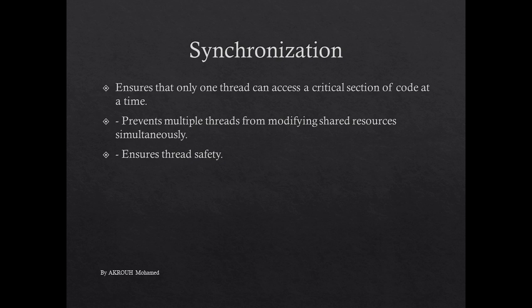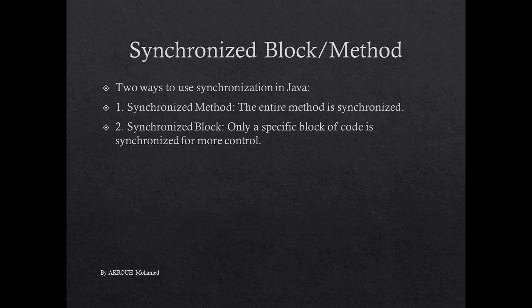Synchronization is the solution to race conditions. It ensures that only one thread can access a critical section of code at a time. This prevents multiple threads from modifying shared resources simultaneously, ensuring thread safety. In Java, you can use the synchronized keyword to synchronize methods or blocks of code. This ensures that only one thread can execute a critical section at any given moment.